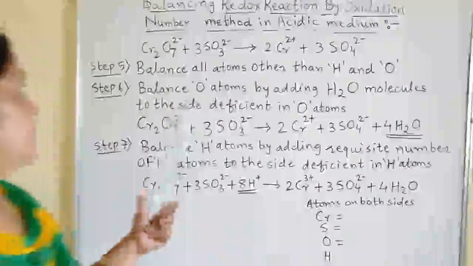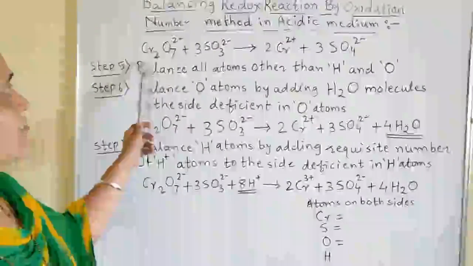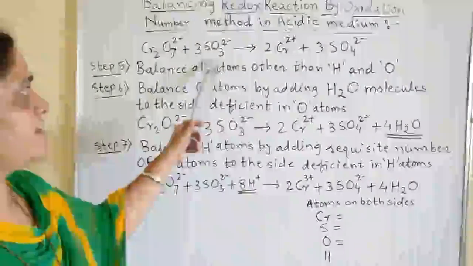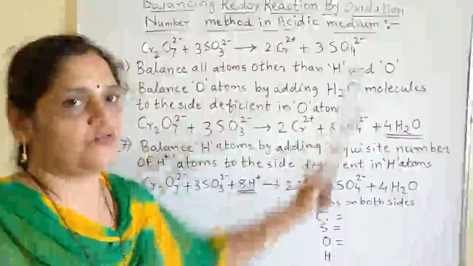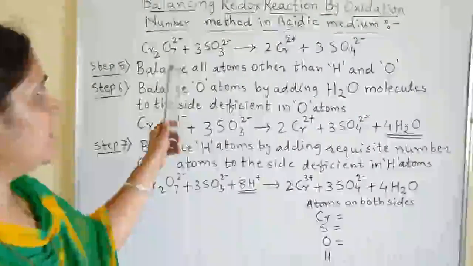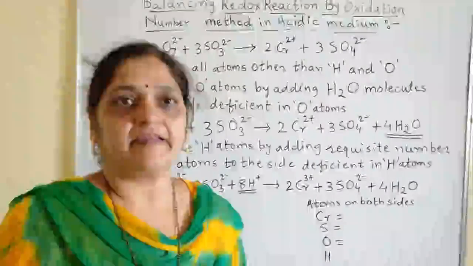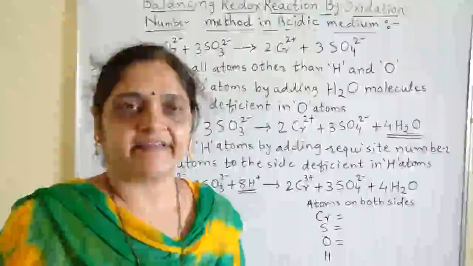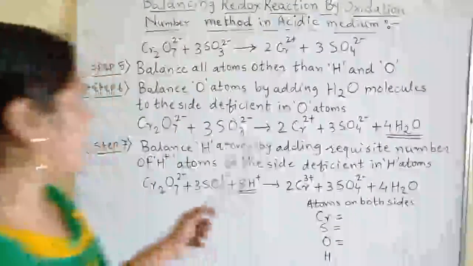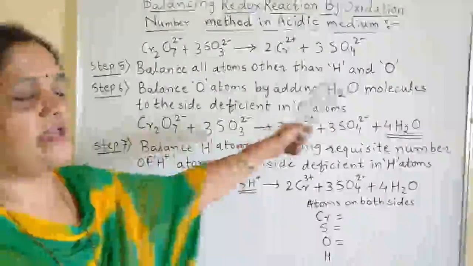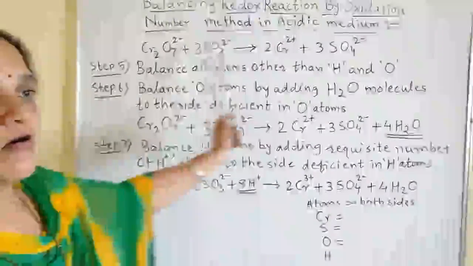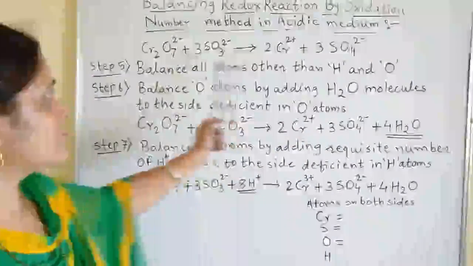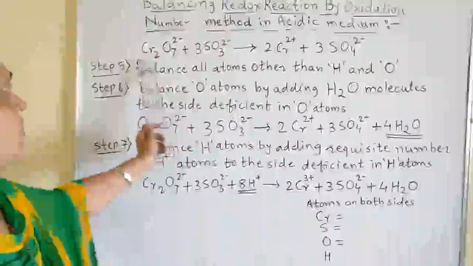Now students, we have written the equation in this way: Cr2O7 2− + 3SO3 2− gives 2Cr3+ + 3SO4 2−. Here we have balanced the increase and decrease in the oxidation number. Now we have to balance all other atoms than hydrogen and oxygen. Let us check with this equation whether all the atoms other than hydrogen and oxygen are balanced or not.